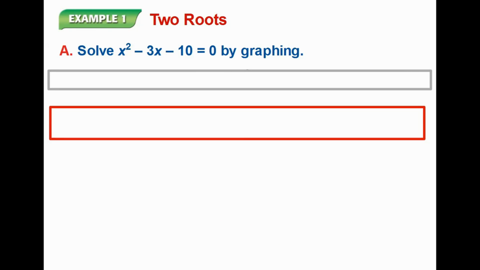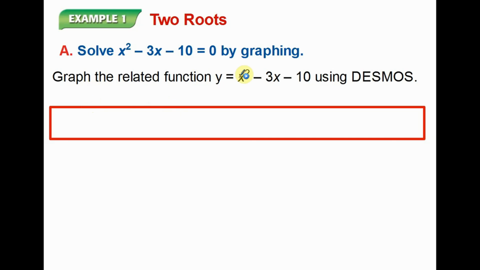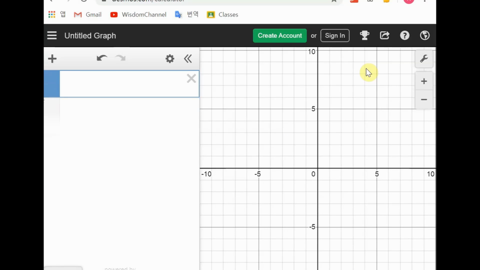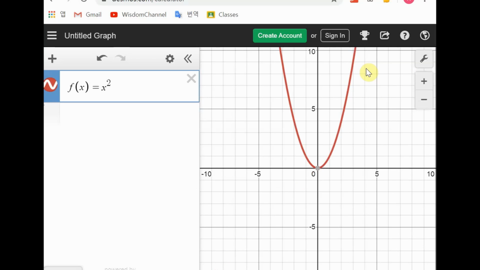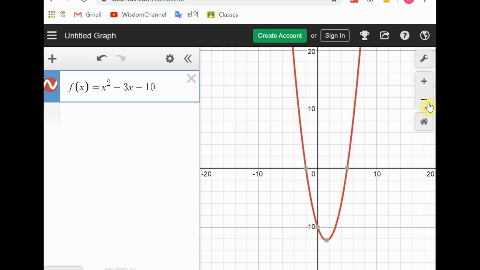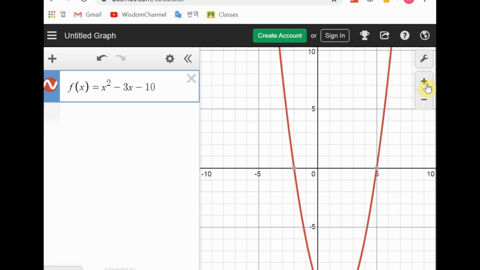Example number 1. Solve x squared minus 3x minus 10 is equal to 0 by graphing. I know last lesson we were learning how to graph, and I believe that was good practice for you. On this one, you'll be using Desmos. When you go to desmos.com, you'll start graphing. You're going to type f of x is equal to x squared, and make sure that you bring your mouse to the bottom, minus 3x minus 10, and it will graph automatically for you. If you cannot see all of it, you can always zoom out, and you can also zoom in if you want to see it a little bit closer.